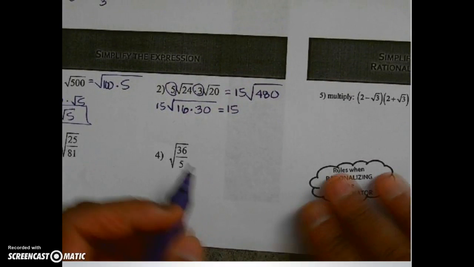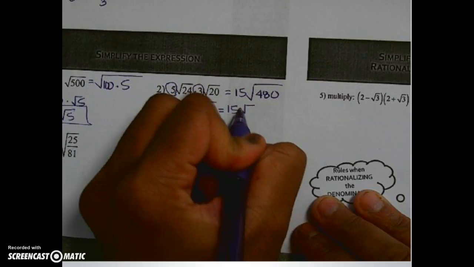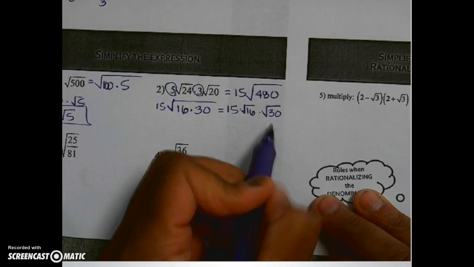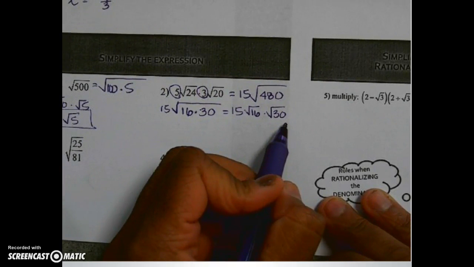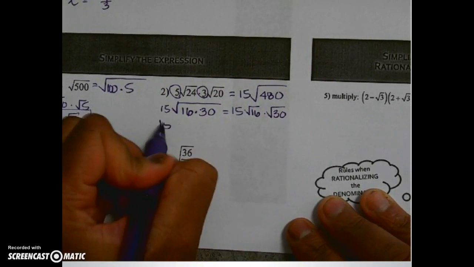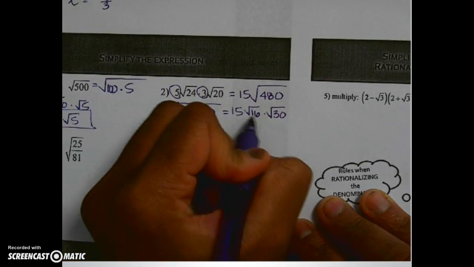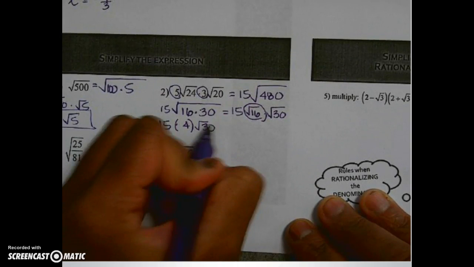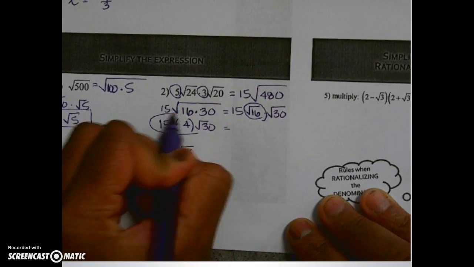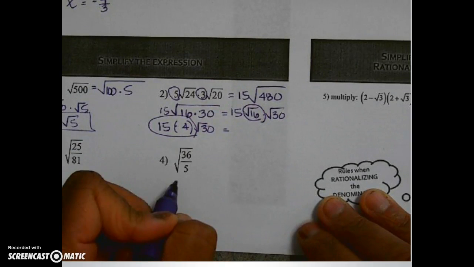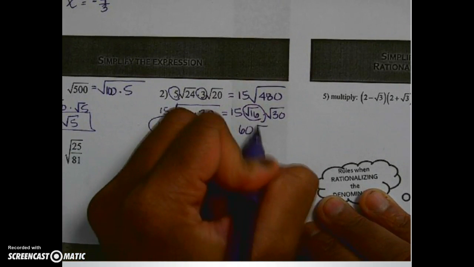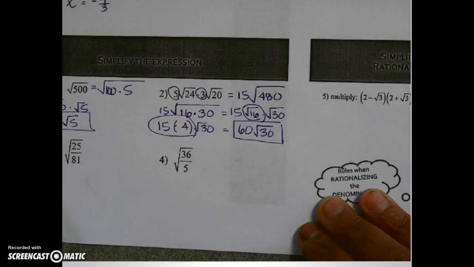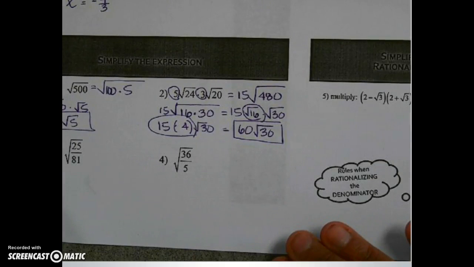So simplifying this, this is like the square root of 15 times the square root of 16 times the square root of 30. And I know that I'm right because there's also no perfect squares that go into 30. So this is 15 times, now the square root of 16 is 4, times the square root of 30. Now I'm going to combine these two, and then 15 times 4 is 60, and then I still have the square root of 30 right there on the inside. And that's your final answer.